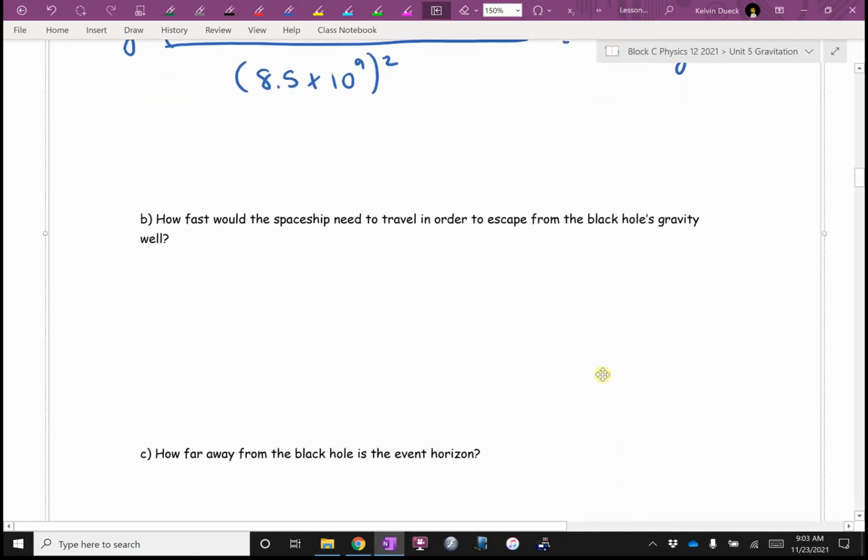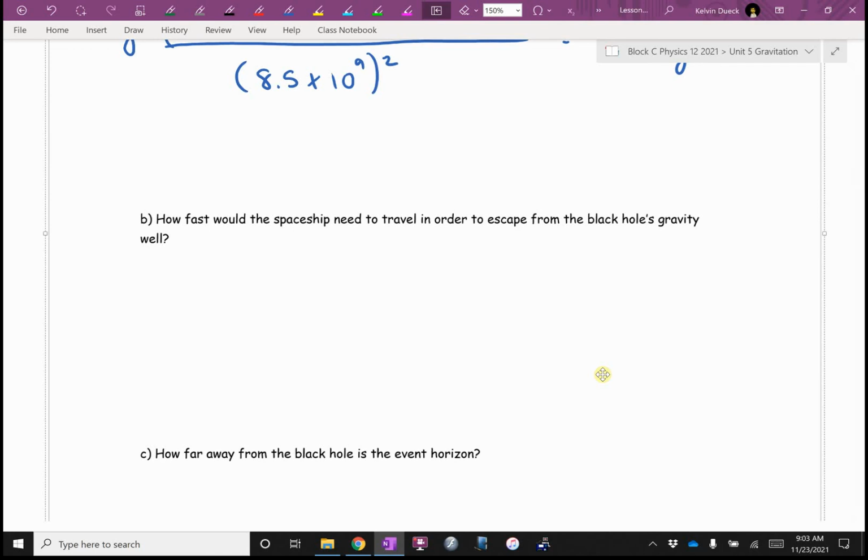B. How fast would the spaceship need to travel in order to escape from the black hole's gravity well? I like question B. Question B is a nice question. What's this asking me to find? Let's do the full derivation. Now, if you memorize it and you can go straight, great. But let's do the full derivation for practice.